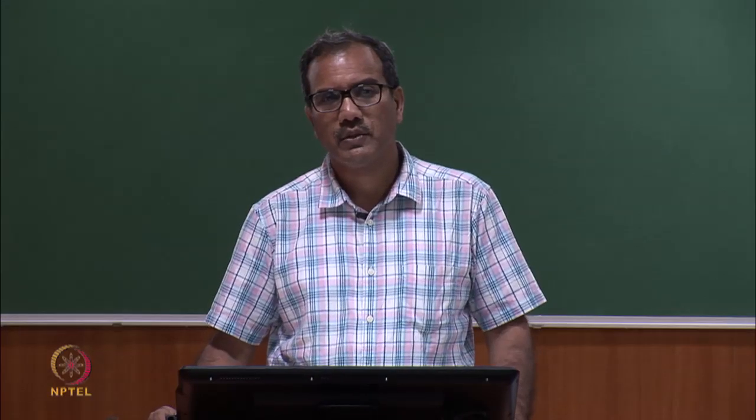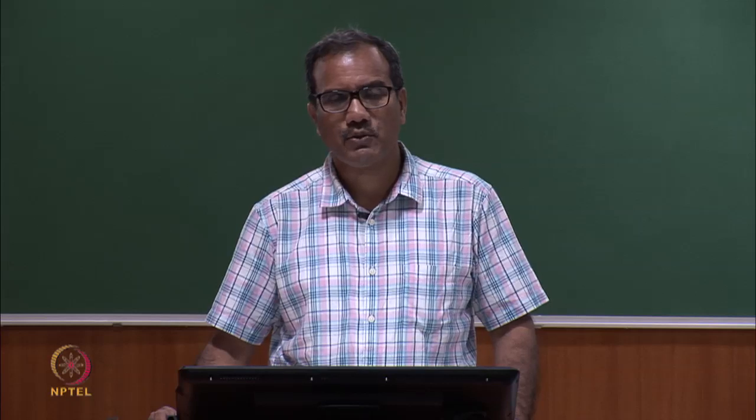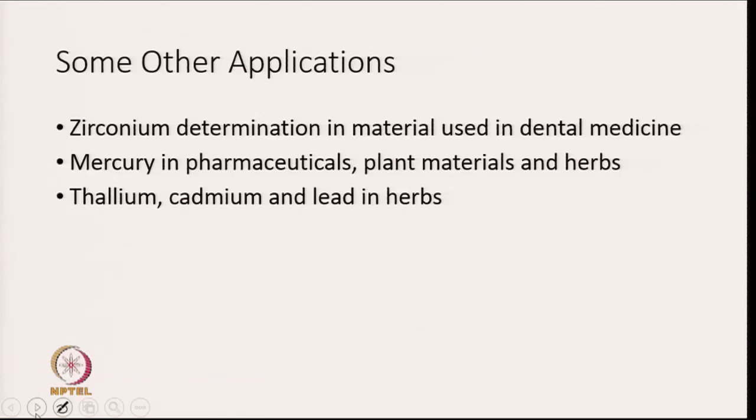For example, atomic spectroscopy is also used in zirconium determination in material used in dental medicine. Similarly, atomic spectroscopy is used to look at the amount of mercury in pharmaceuticals, plant materials and herbs. It can also be used to look at the amount of thallium, cadmium and lead in herbs.